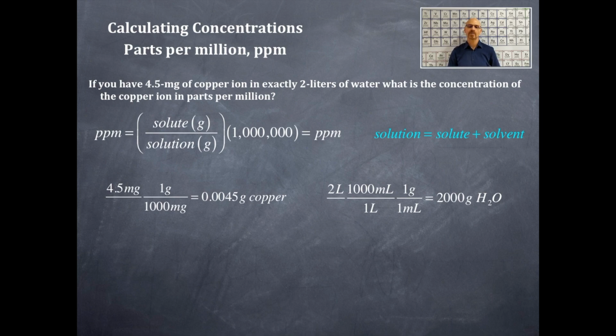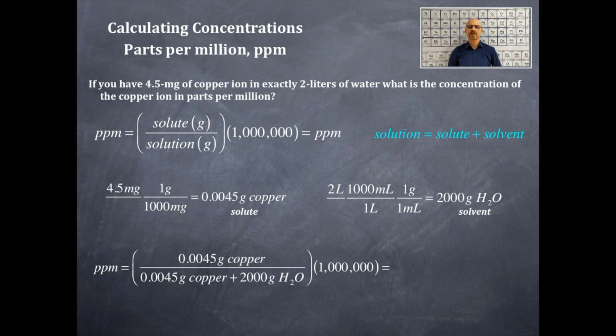So hopefully you can compare the copper ion mass of 0.0045 grams to the water mass of 2,000 grams and figure out which one is the solute and which one is the solvent. Obviously, the solute is the copper because it's in the lesser amount, and the solvent is the water because that's in the greater amount. Now we're going to take that equation that we have at the very beginning, that's parts per million. The solute is going to go in the numerator, and the solution is going to go in the denominator.